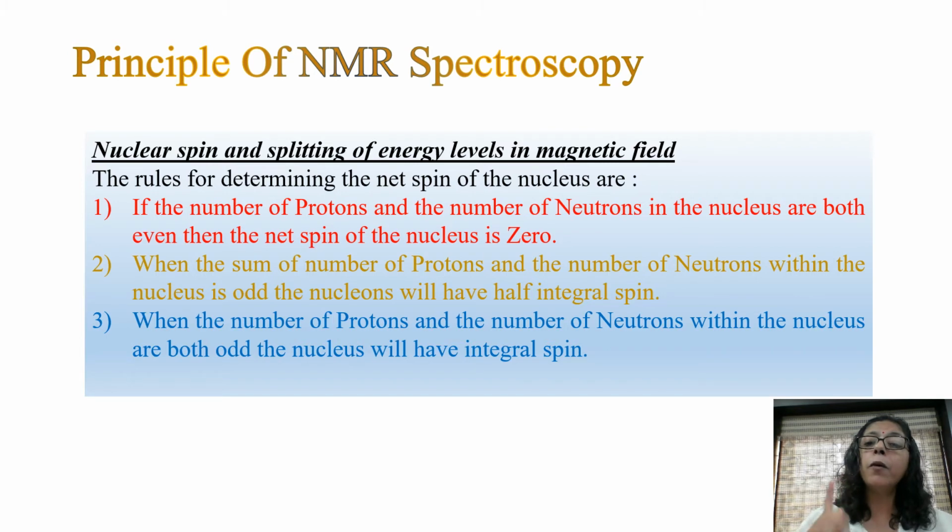When the sum of number of protons and number of neutrons within the nucleus is odd, then these nuclei have half integral spin and they are NMR active. Similarly, when the number of protons and number of neutrons within the nucleus are both odd, such type of nuclei are also NMR active because they have integral spin. I will show you in the coming slide how this is done.